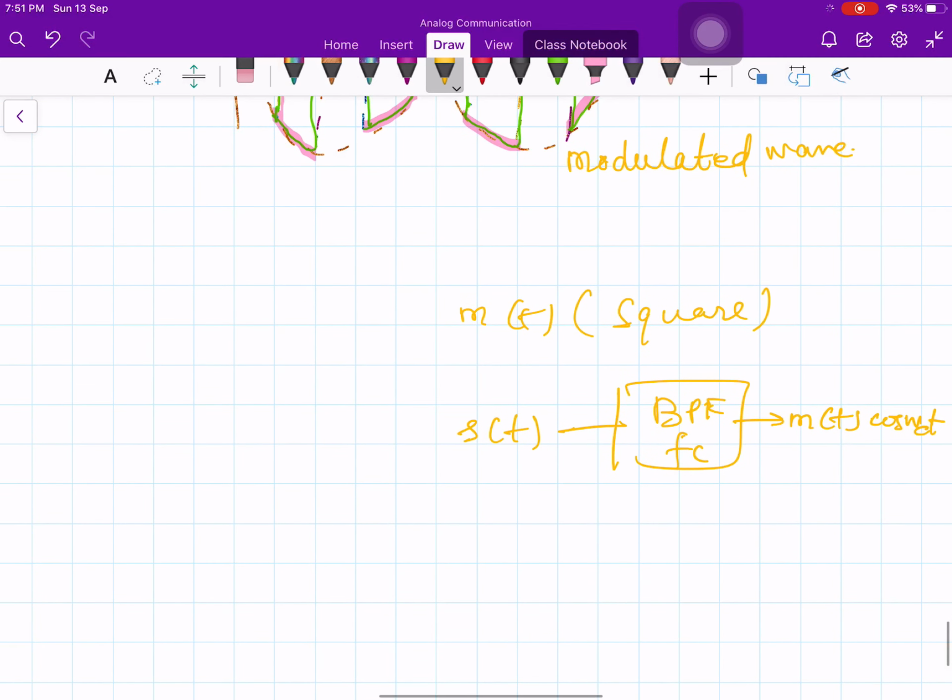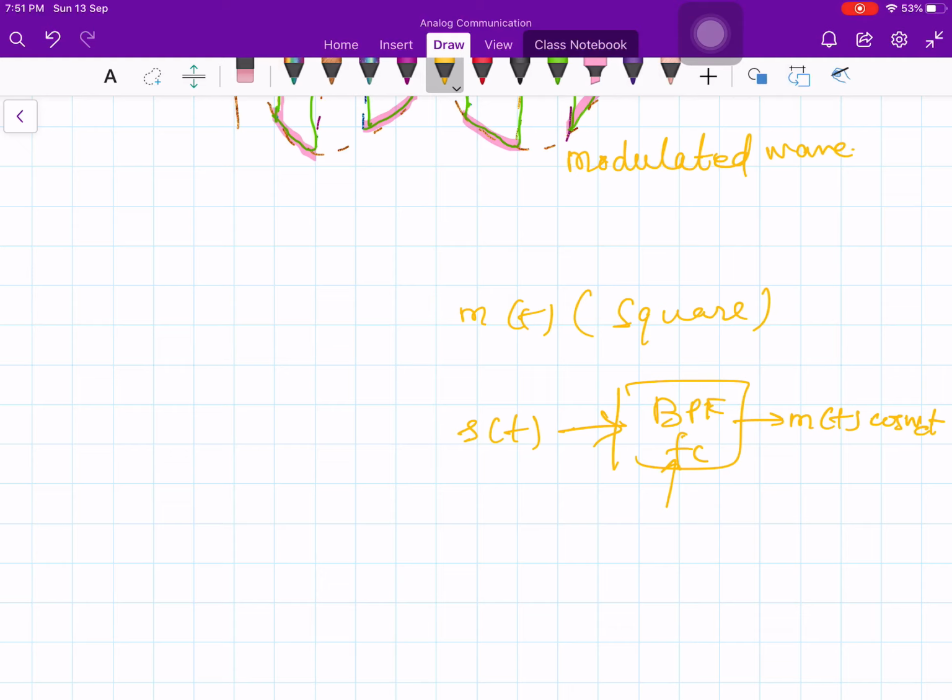Simply pass through a band pass filter tuned to the carrier frequency fc. So S of t is passed through the band pass filter. So this procedure produces a perfectly balanced output, balanced modulator output, which is m of t times cosine of omega c t. Okay, it is perfectly balanced with a scaling factor of suitable value, and that is the balanced modulator for us.